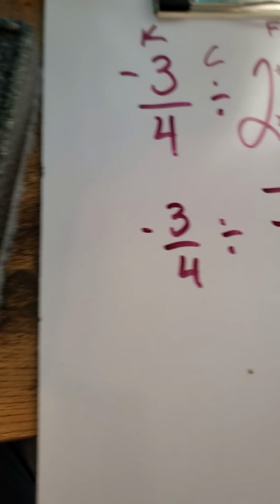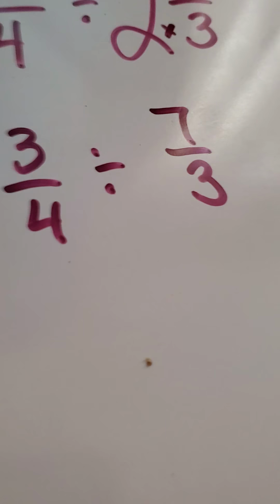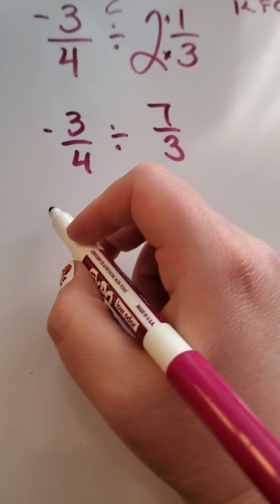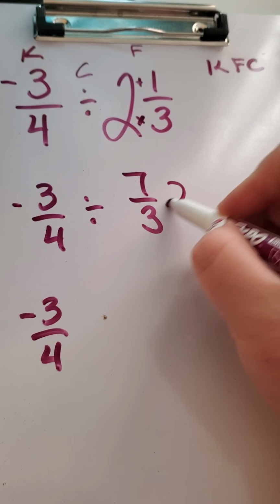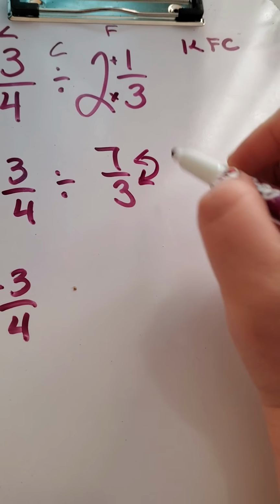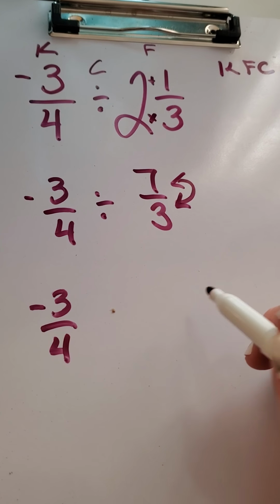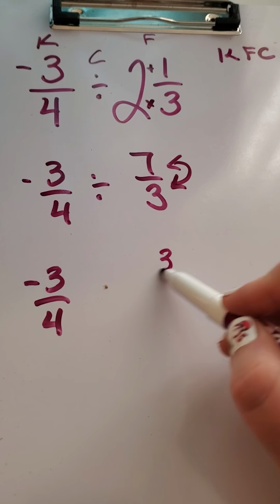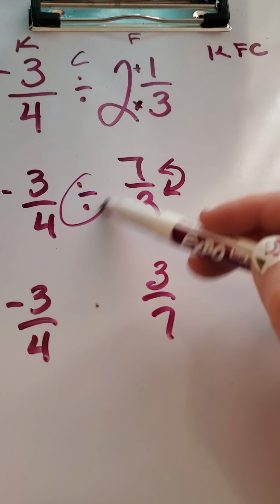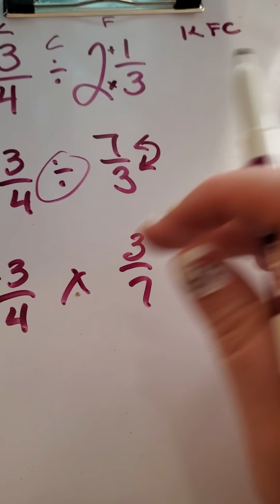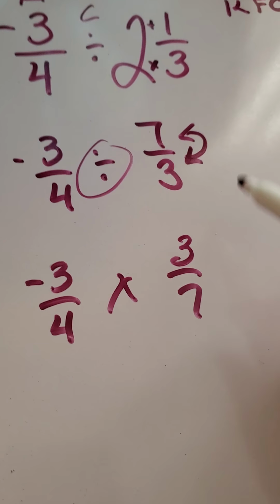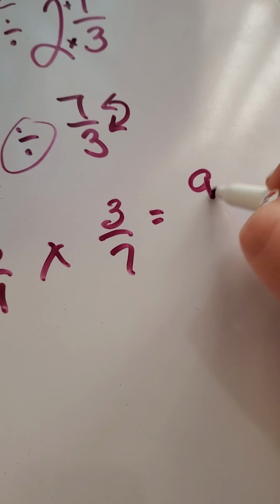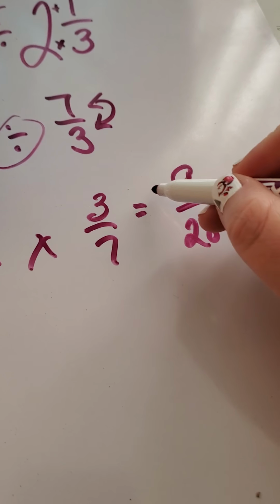So I'm going to keep, let me move this up. I'm going to keep my -3/4. I am going to flip 7/3, and it is now 3/7. And I'm going to change to multiply. Then I just multiply straight across top and bottom. I get 9 and 28.